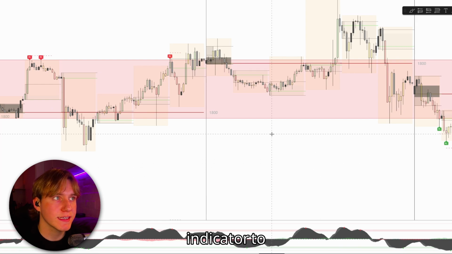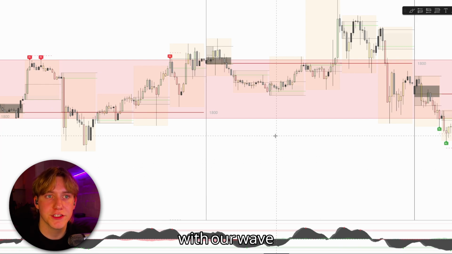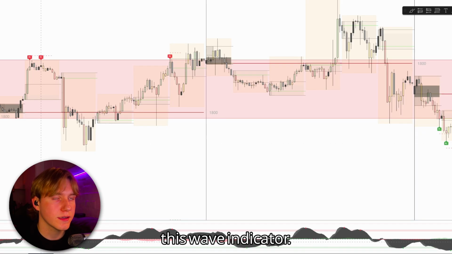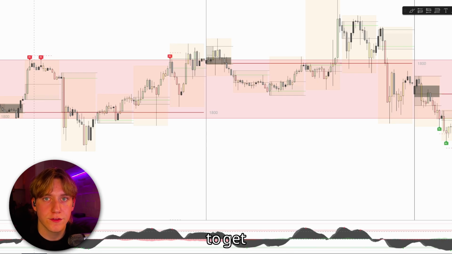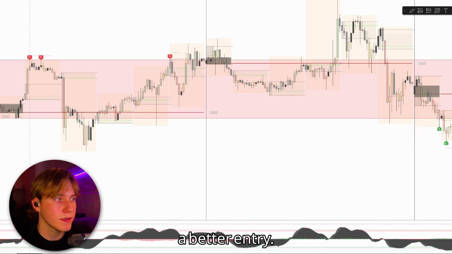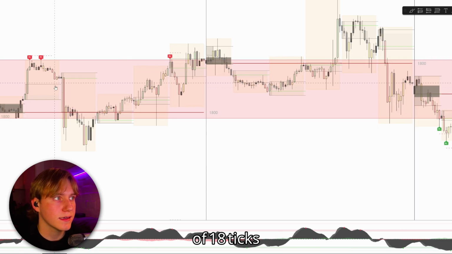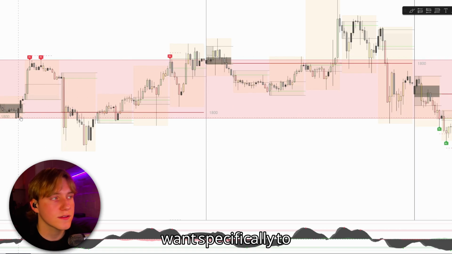So we added the Markov indicator to our chart now. How do we trade this Markov indicator in combination with our wave indicator to get better signals? So we've already explained how we're going to trade this wave indicator. Now we're just going to match this signal with our Markov indicator to get a better entry. So once we get our signal for a sell, we get our previous high signal from the Markov indicator giving us a stop loss of 18 ticks. And then we can travel as far as you want, specifically to that 1800 profile.